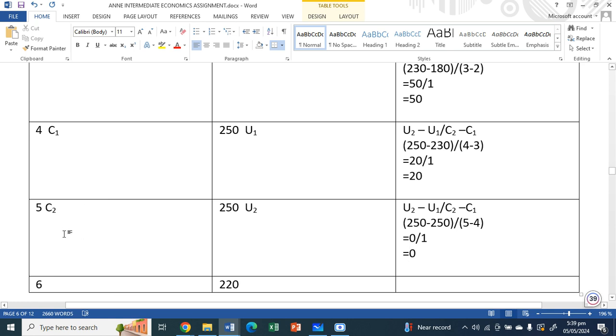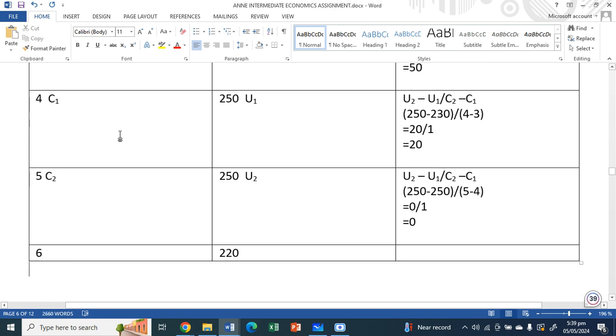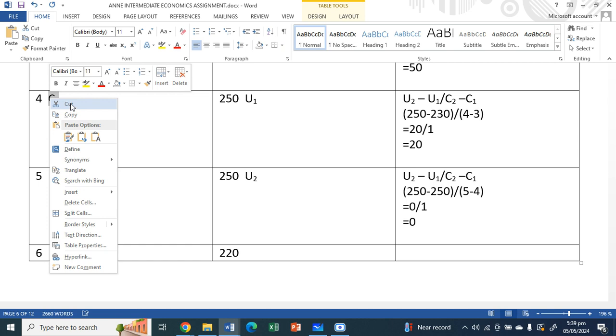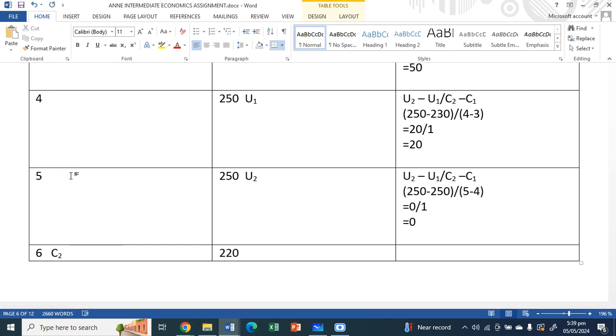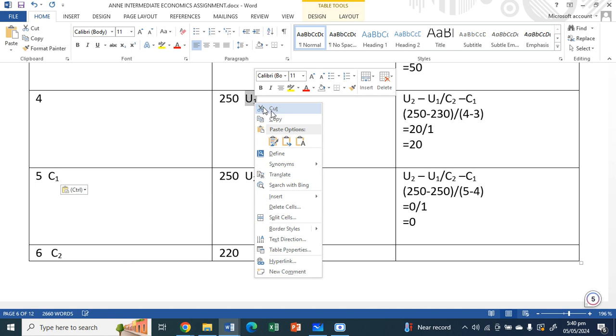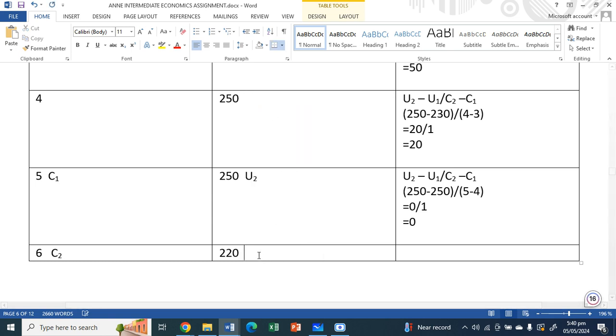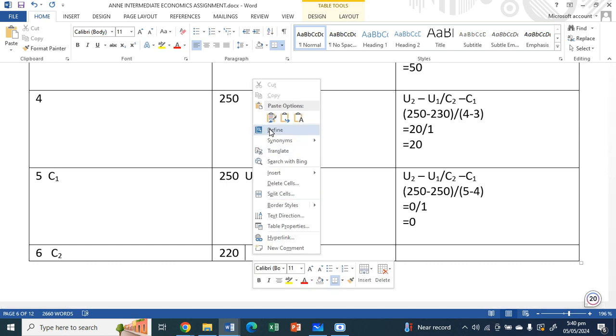All right, and let's see, if we move from consuming 5 units to 6 units, our new C2 is 6. The initial consumption was 5. Now notice here, our total utility has started reducing.